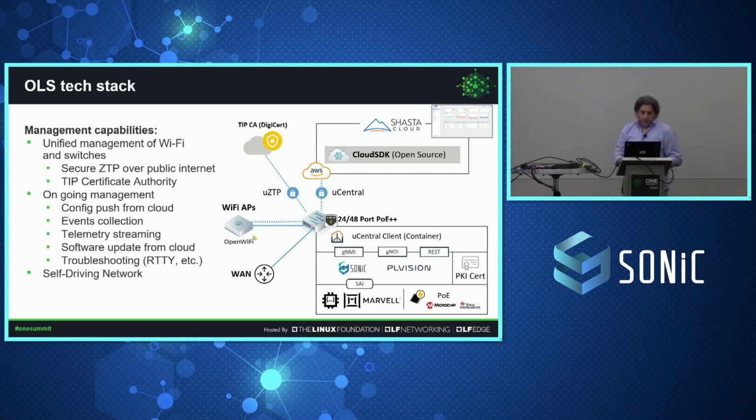Some of these abilities exist today in SONiC, and some of them are missing in SONiC or in the SAI. So we're in the process in OpenLAN switching of adding those supports to the SAI and SONiC, by PLVision mainly.